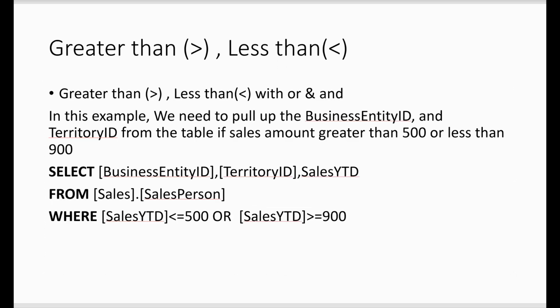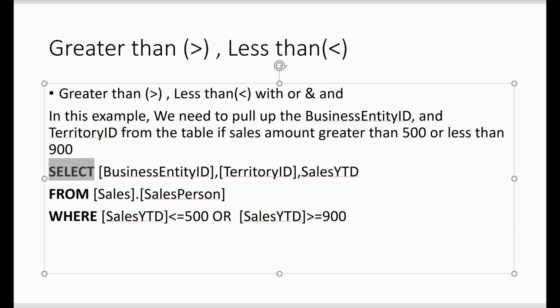Let's move on to another example. We're going to use greater than and less than this time. Greater than and less than are important operators. In this example, we need to pull up business entity ID and territory ID from the table if the sales amount is greater than 500 or less than 900. How are we going to build the query for this request?